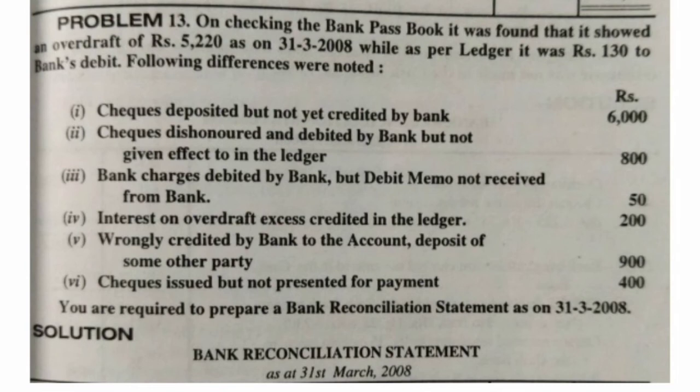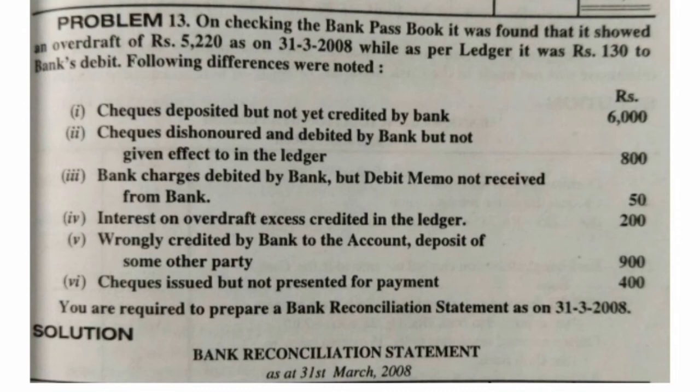Okay, in between we need to reconcile the items which they have given. Checks deposited but not yet credited by the bank. Shortage of receipts in the passbook. If the bank had credited the passbook in the month of March itself, the receipts might have increased by rupees 6,000. But here the banker did not record the amount. Therefore, the receipts are short by rupees 6,000. We need to deduct the amount of rupees 6,000 from the overdraft balance as per passbook.